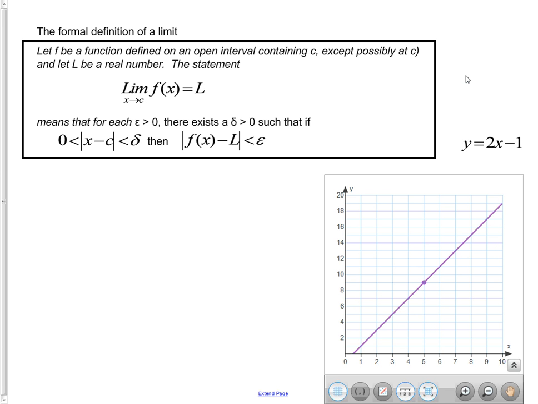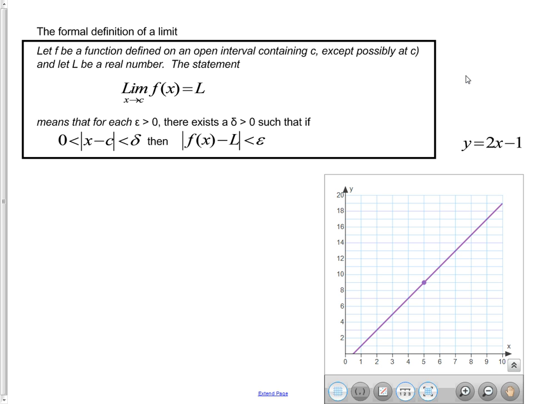Okay, so now we're going to talk about a more formal definition of a limit. In this particular case, the limit is defined this way, and this is due to Augustin Louis Cauchy back in the 1800s who defined this. He said, let f be a function that is defined on some interval containing a number c, except possibly at that point c, and let L be a real number.